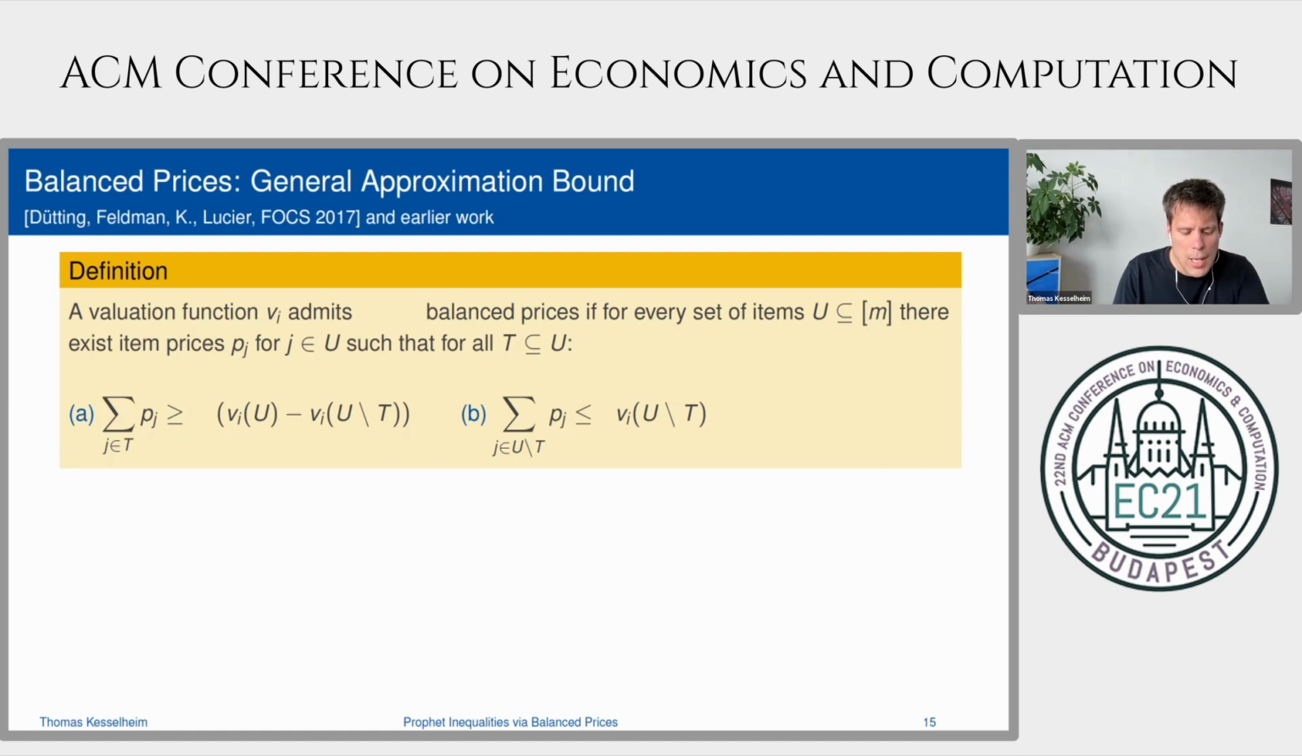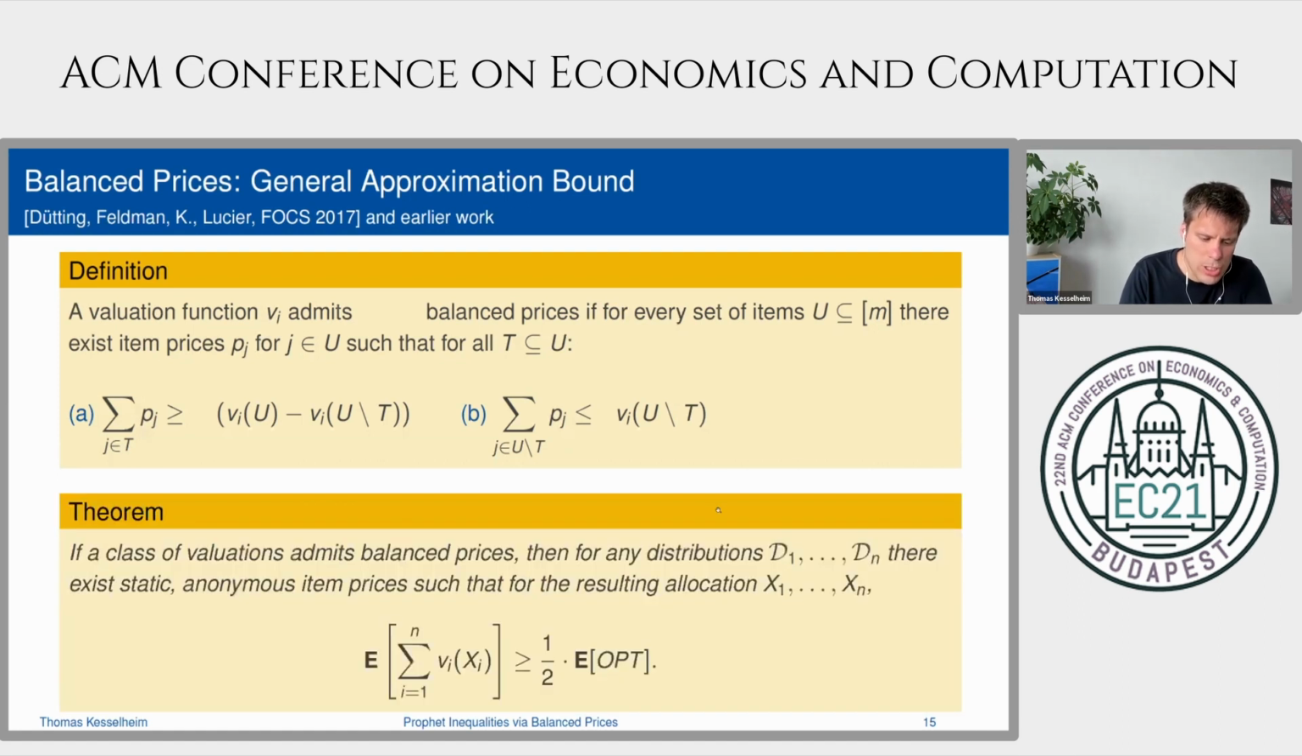Good. And now what one can show is that whenever a class of valuation functions admits such balanced prices, then whatever distributions you take over any valuation functions in this class, you would have static anonymous item prices such that this inequality holds, which is that the expected social welfare that you're obtaining is at least a half times the expected optimal social welfare.